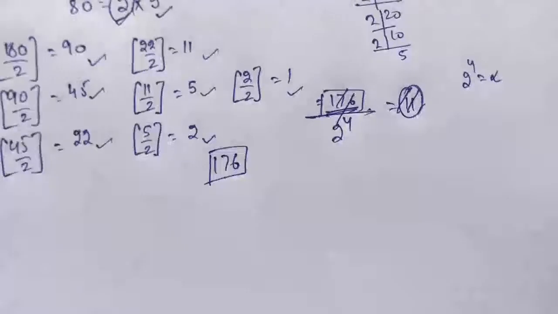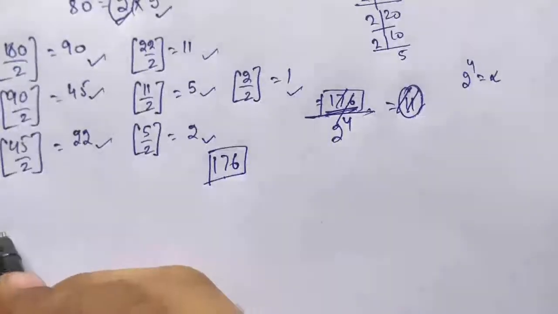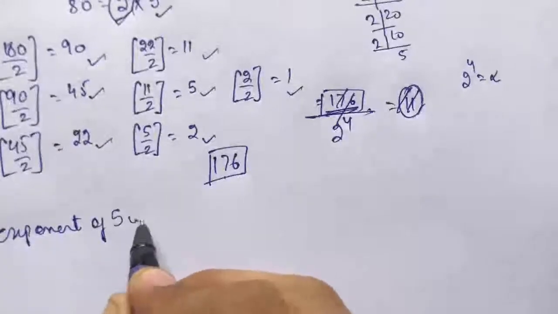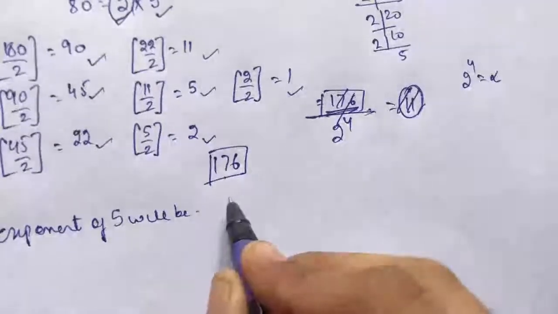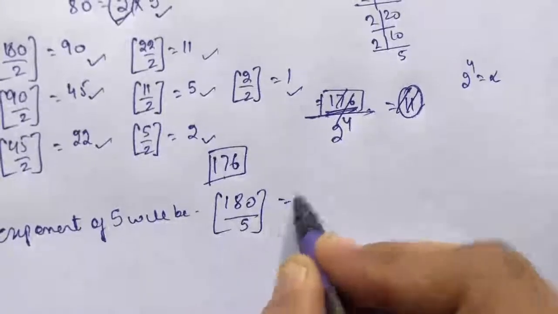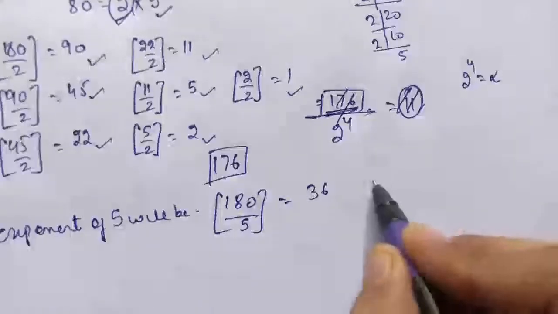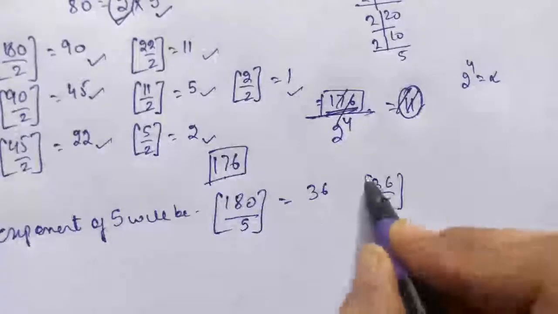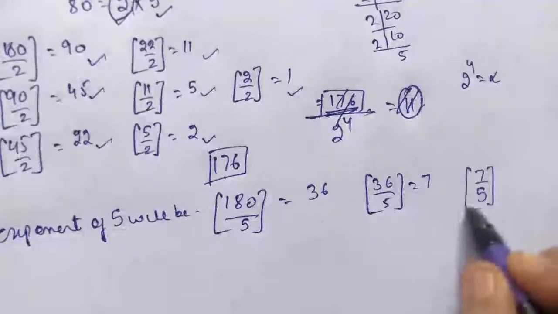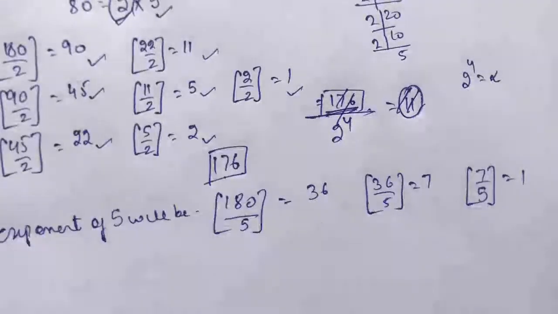Okay, and we'll calculate the same for 5 also. The exponent of 5 will be: 180 upon 5 and its greatest integer is 36. 36 upon 5 and its greatest integer is 7. 7 upon 5 and its greatest integer is 1. So how many in total? There will be 44.